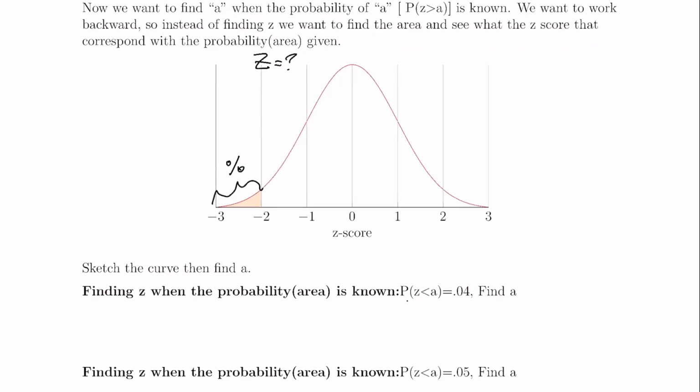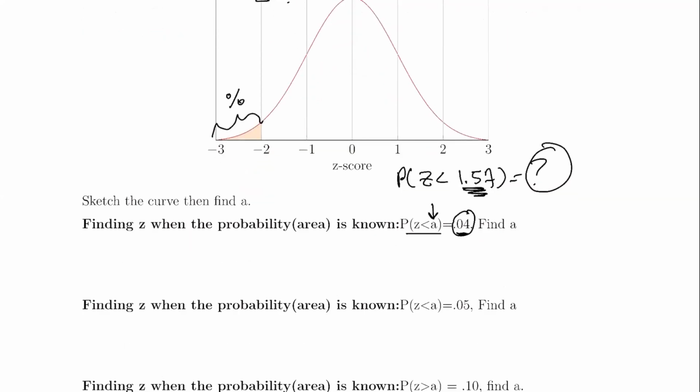If you look at this one, it says probability of Z is less than A, which is equal to 0.04. If you remember the problem that we just finished doing, where they gave us the Z value and we had to find the percentage. But now they're giving us the percentage, but they're not giving us what this number is equal to. So that's what we're going to be working on right now: how can I get that percentage given that my A value has to be a certain Z score?